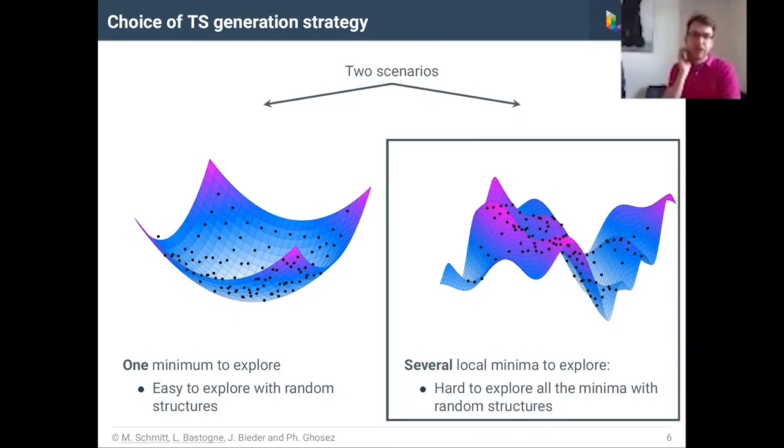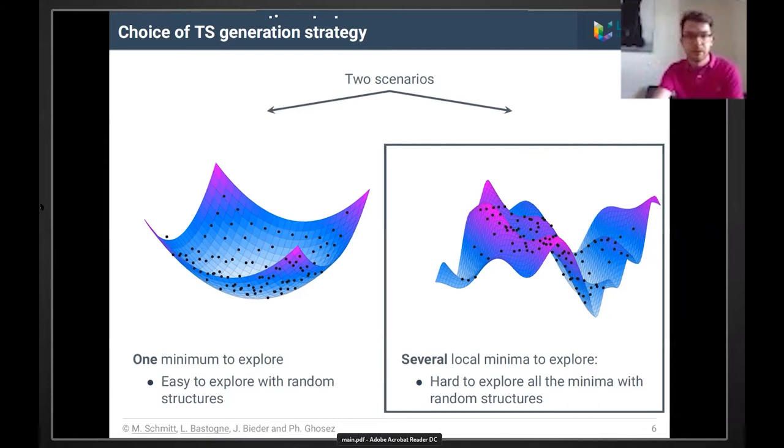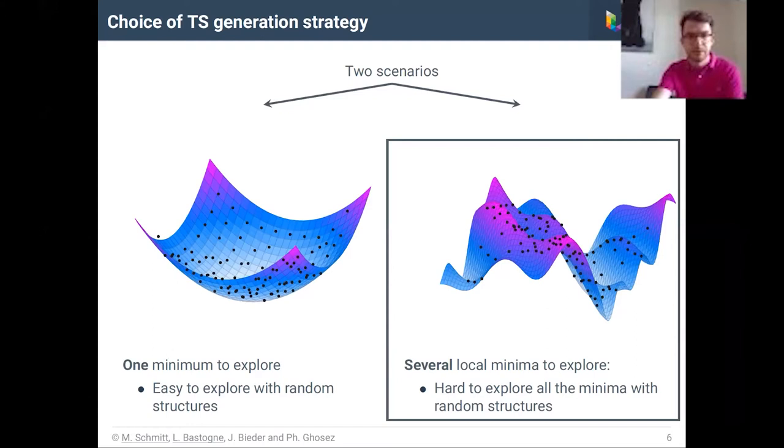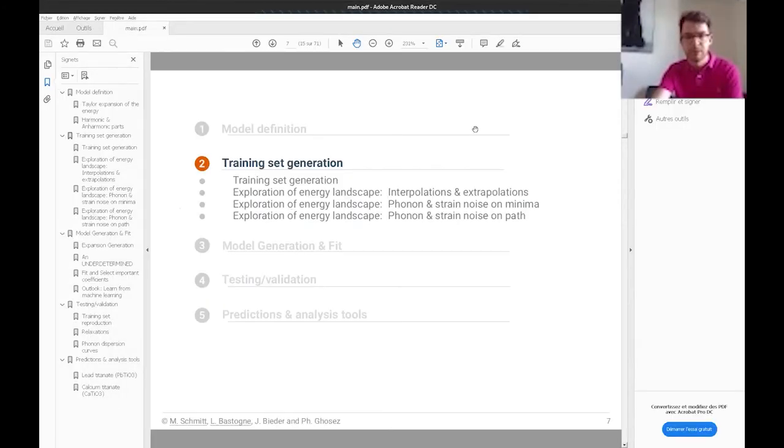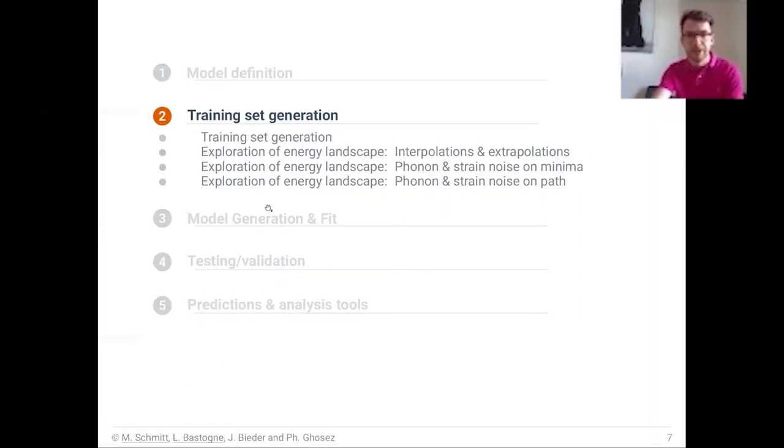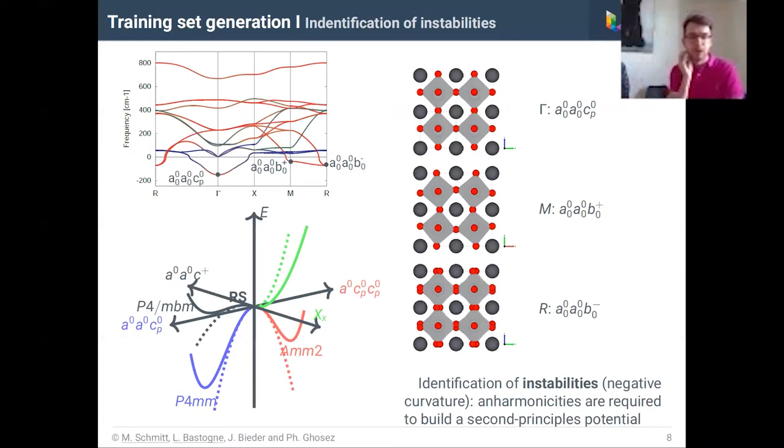So we want to explore the Born-Oppenheimer surface, which has a lot of local minima to explore, and we don't have a clue about these local minima. I will explain how to generate and sample this complicated energy landscape surface. We start from a white page, and we want to have a clue about where to explore this energy landscape.